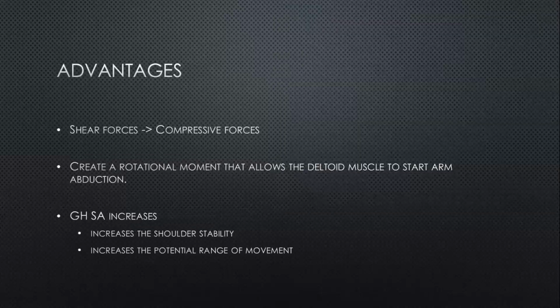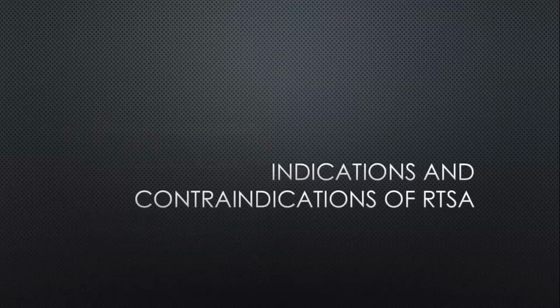What are the advantages? Just like the ATSA, the majority of the shear forces created by the deltoid are converted to compressive forces, creating a stable implant. It creates a rotational moment that allows the deltoid muscle to start abduction. So because of the medialization, the deltoid lever arm is improved. The force needed to start the abduction is much less. Then we have a surface area increase, increasing the shoulder stability and potential range of movement.